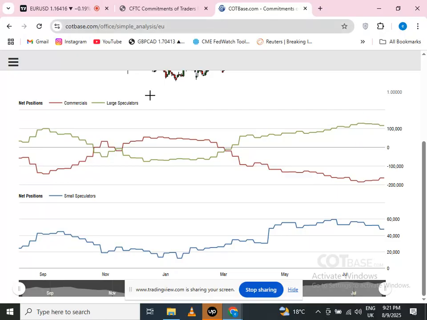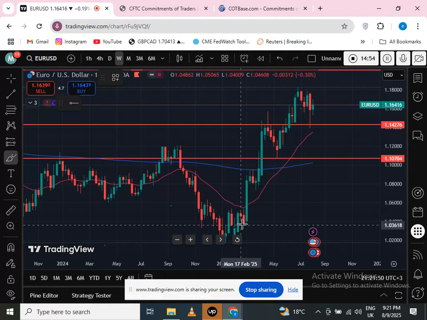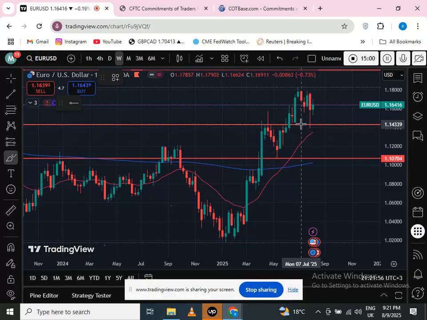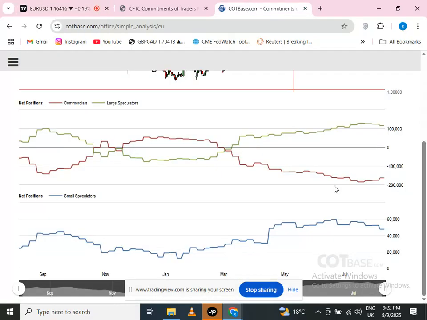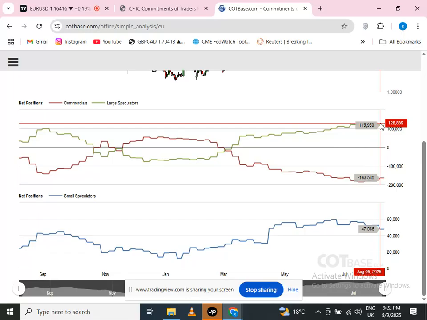I've been long on the USD since March. So what are we expecting? Large speculators have been long on the euro since March, so we also see a big upside on the euro. Currently they're still long on the euro, though this week they have slightly reduced their long positions. They're still long, which means a lot of capital inflow is going into the euro.